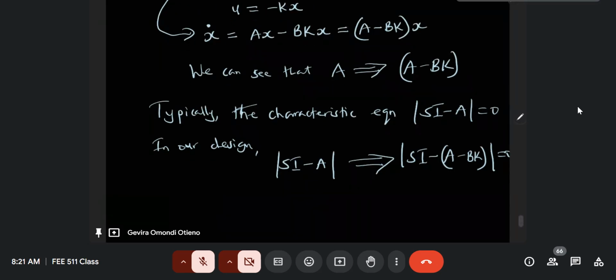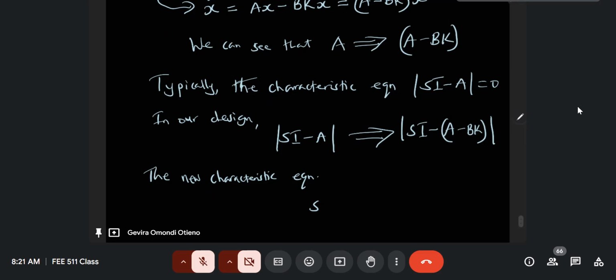So we can actually say that the new characteristic equation is now the determinant of SI minus A plus BK, equated to 0. Notice I have just opened the brackets. You get the determinant and you equate to 0.